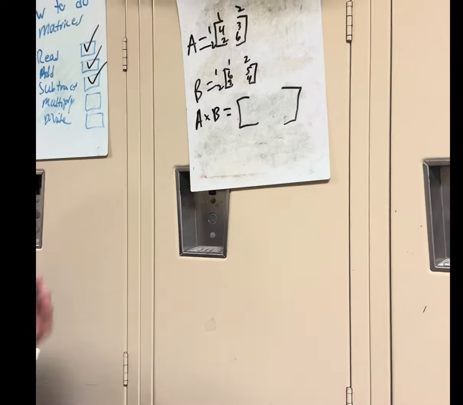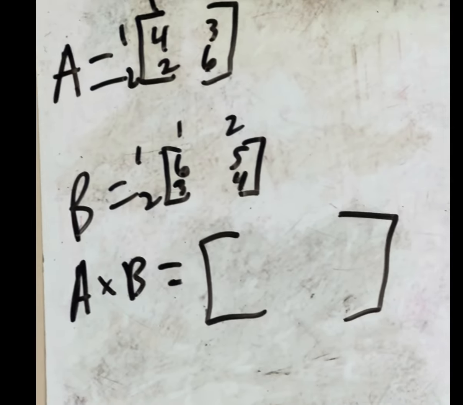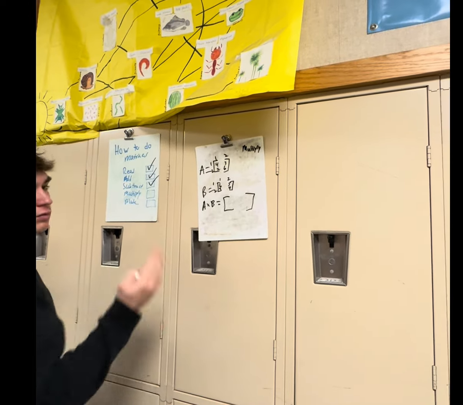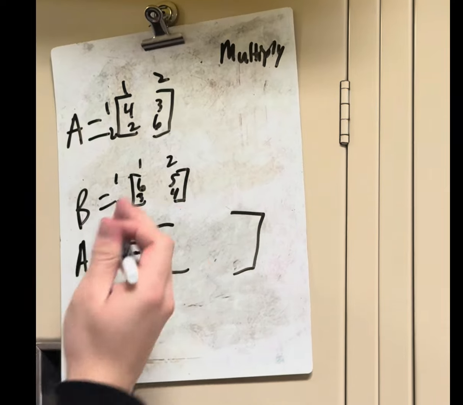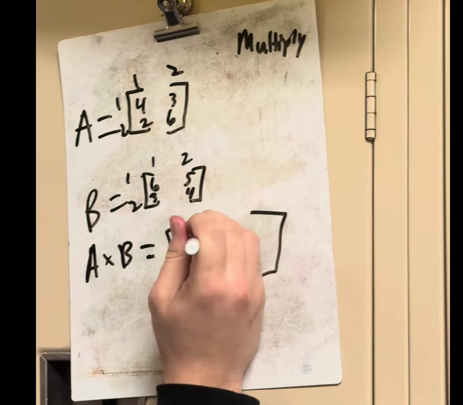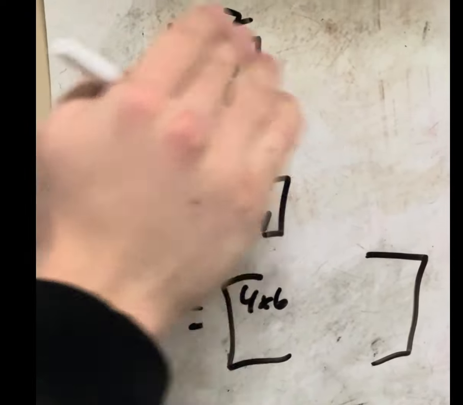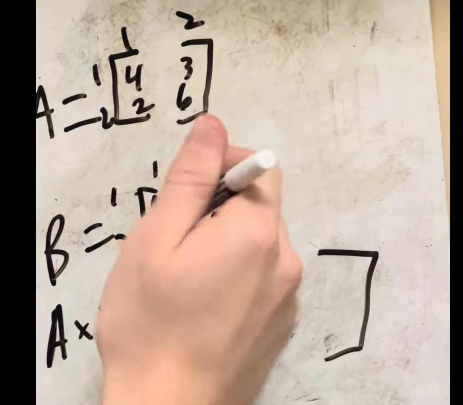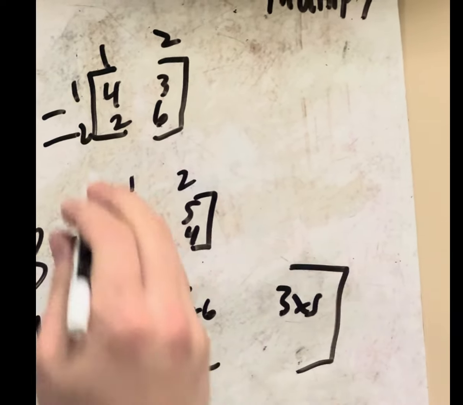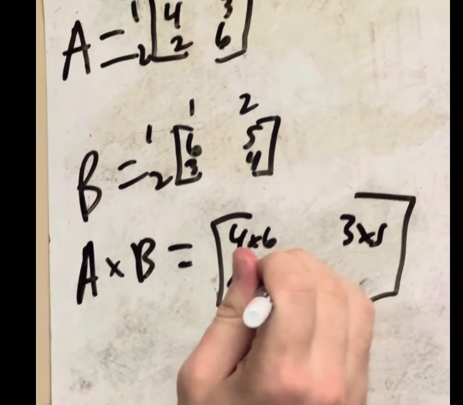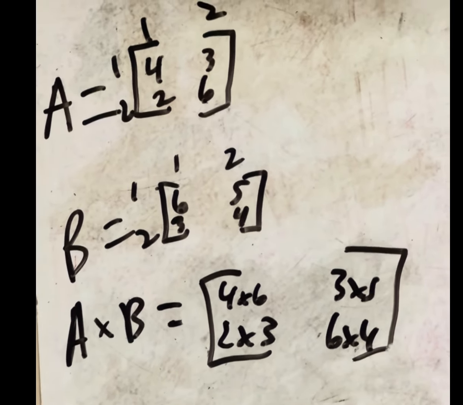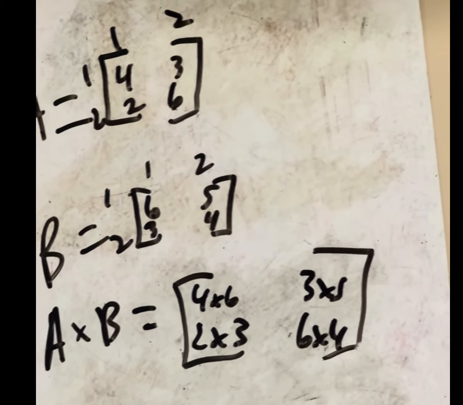Now we're going to do how to multiply using the same 2 arrays again. And we're just going to keep following the same process. We're going to look at row 1, column 1, 4 and 6. So we're going to do 4 times 6. We're going to look at row 1, column 2. We have 3 and 5. So we're going to do 3 times 5. We have 2 and 3. It's 2 times 3. 6 and 4. 6 times 4.